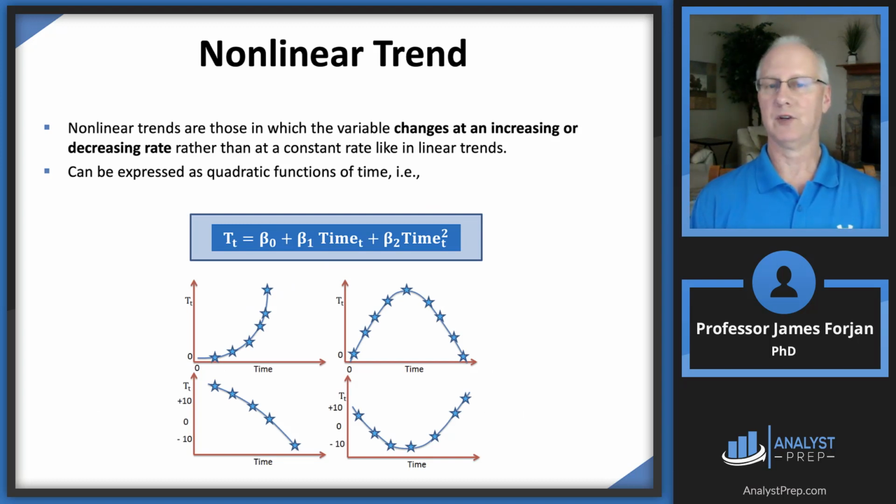Now, this relationship between time and the dependent variable does not have to be linear. It can be nonlinear. And so there are some good pictures: increasing at an increasing rate, decreasing at a decreasing rate. And then we can have a U-shaped function or an upside down smiley face function. And note, these nonlinear trends are best described by adding another independent variable and then squaring it.